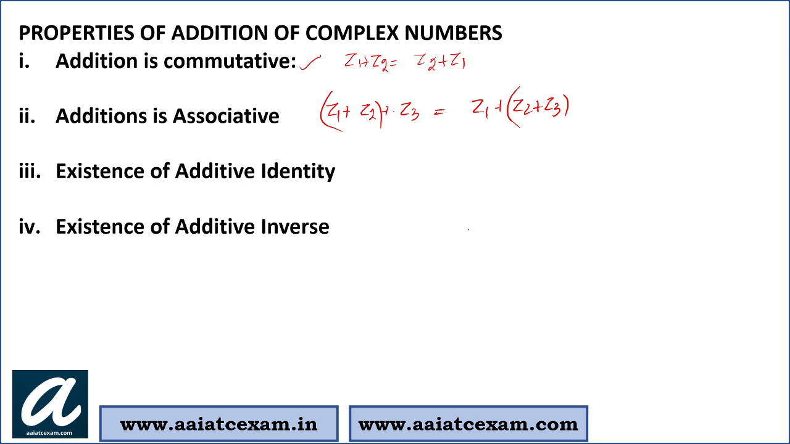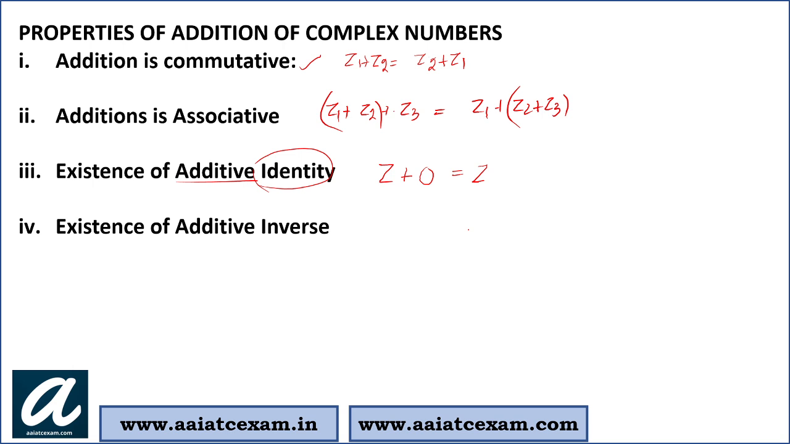Now next is, what is existence of additive identity? Students, what do you mean by identity element here? Consider you are writing a complex number. What number should I add in this complex number so that the result will be same? That number that you will add here is known as the identity element. So the answer is 0. If you add 0 in this complex number, the result will be same. So you will say 0 is the identity element under addition.